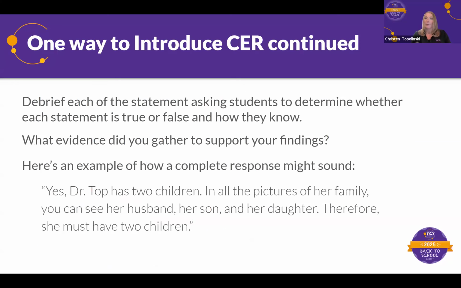So when I give them the statements, then I debrief afterwards, asking them to determine, again, are those true or false? And then what evidence did they support? So here's an example of a response that a student might have. Yes, Dr. Top has 2 children. In all of the pictures of her family, you can see that there's her husband, her son, and her daughter. Therefore, she must have 2 children. So you're helping them in a way that's kind of fun and interactive. They get to know you a little bit, and then you get to know them. So that's one way that I like to introduce claim evidence reasoning.